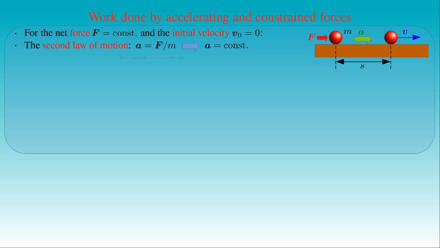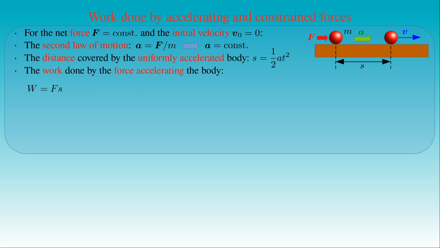Then the body covers the distance s in the time interval between 0 and t, where s is given by 1/2 times the magnitude of the acceleration a times the square of the time t. By definition, the work W is the magnitude of the force F times the displacement s of the body. Here we can apply the second law of motion and write the magnitude of the force as the mass m of the body times the magnitude of the acceleration a. If we substitute the expression given for the distance s into the right-hand side, then we can write the work as 1/2 times the mass m, times the square of a times t.